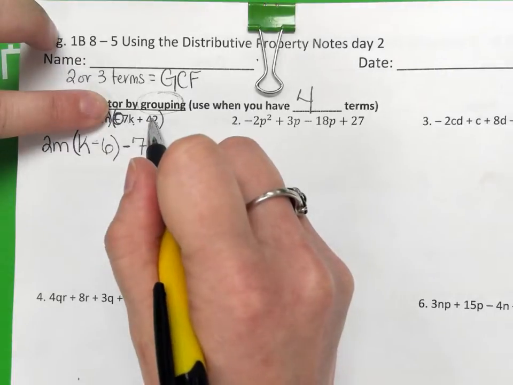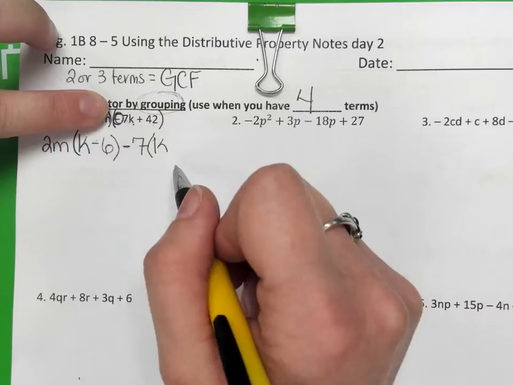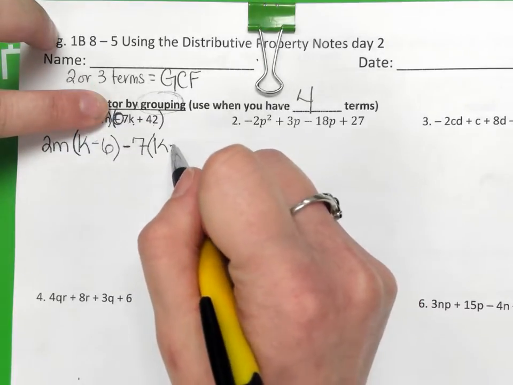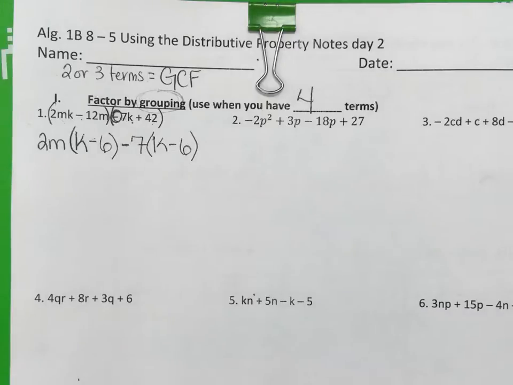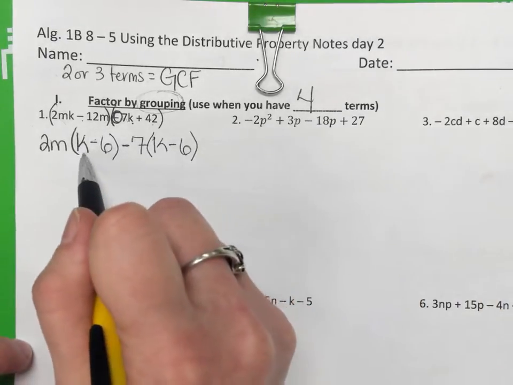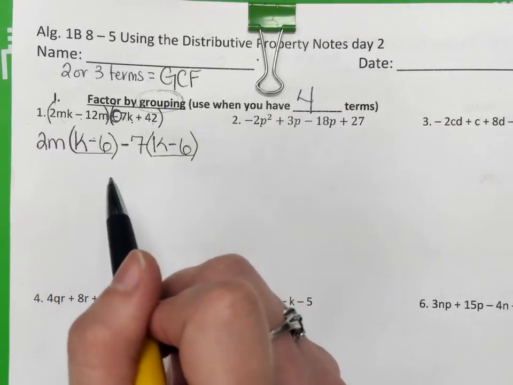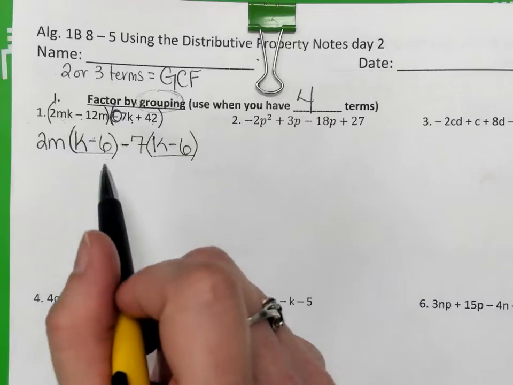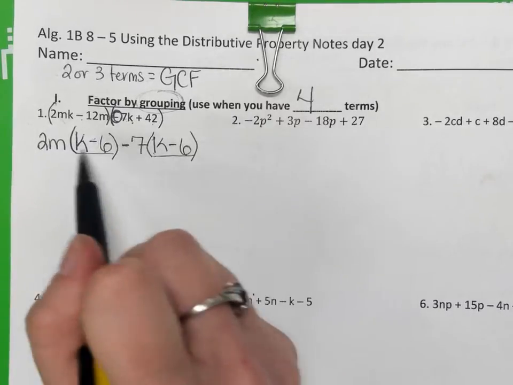All right, 42 divided by negative 7. Use your calculator. Negative 6. Autumn, you with me, Ben? All right, what do you see? The K minus 6 and K minus 6. Okay, now look, if you did it correctly, every single time, they will be the same.